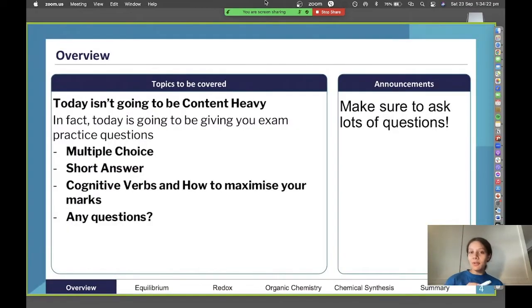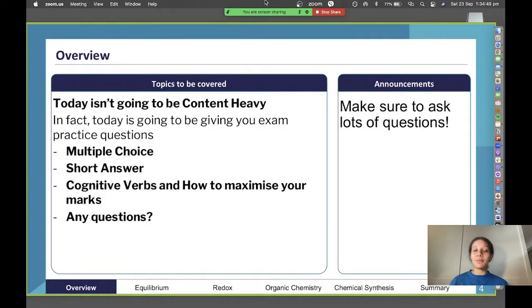We're not going to be looking at a lot of raw content. Today we'll be more focusing on practice questions. With our exam practice questions, we'll cover a few different types: multiple choice and some short answer. We're going to look at cognitive verbs and how to maximize your marks. I'll also take you through the process of how to approach exam style questions.